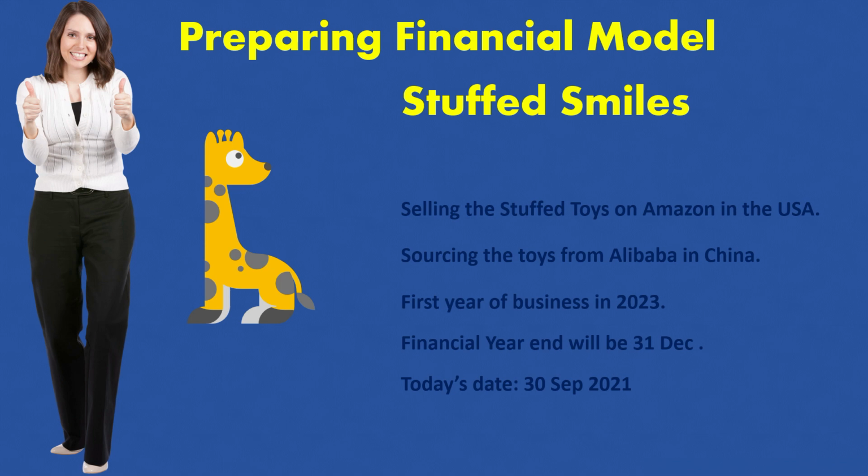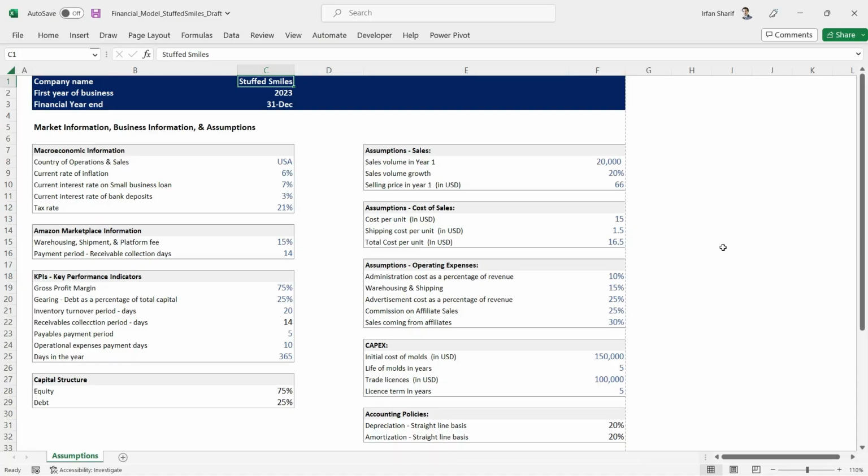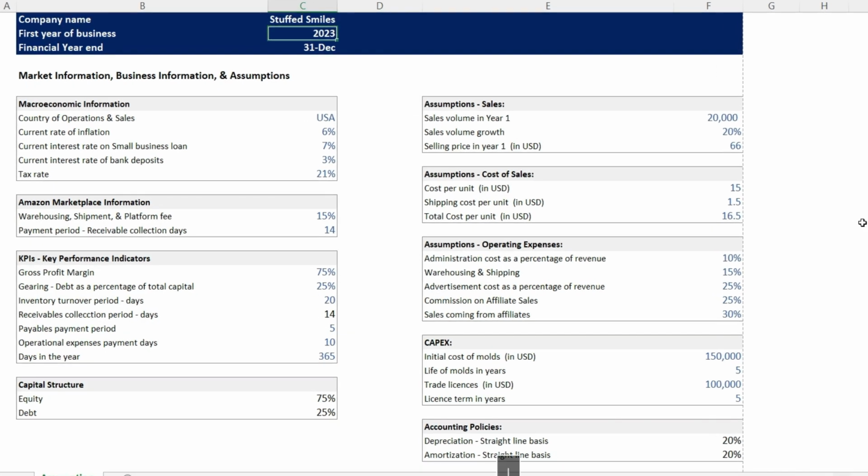Now, after consulting with Jessica, we have compiled together some information about the business. Of course, some information will be about the market, some will be accounting policies, and some will be the business assumptions. And of course, business assumptions will definitely be provided by the client herself. We have compiled all this information on an Excel sheet, so let me share that with you. On the top, we have the header, where we have mentioned the business name, their first year of business and the financial year end. And then we have the market information, the business information, and the assumptions.